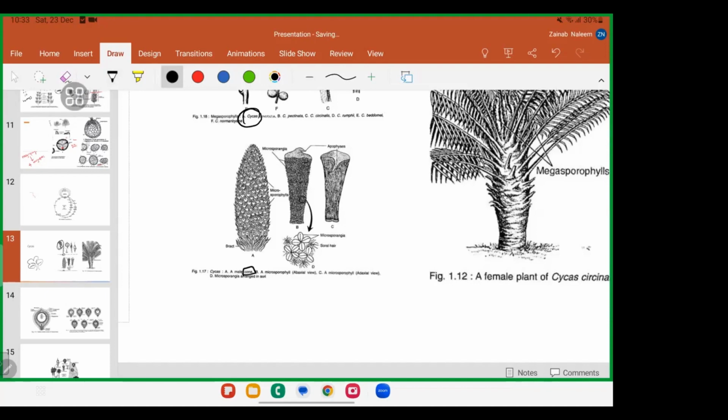In the cone, you have the microsporophyll and the microsporangia. Like these are the microsporophylls. It means those are the leaves, but they are much reduced. You can see those are the leaves, small, tiny projections. Those are the microsporophylls. In the microsporophylls, you have the microsporangia. The microsporangia will produce the microspores.